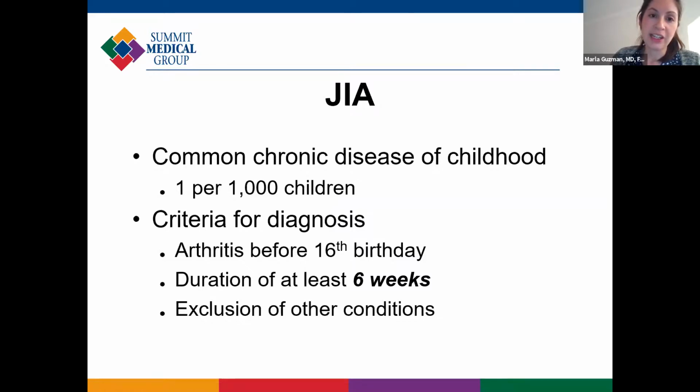So JIA is quite actually a common chronic disease of childhood. Its current prevalence is 1 per 1,000 children. And in order to diagnose it, there are a few criteria.